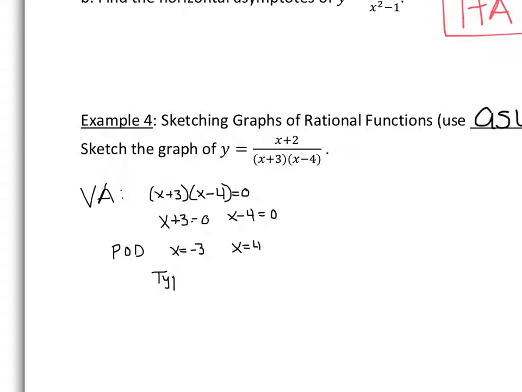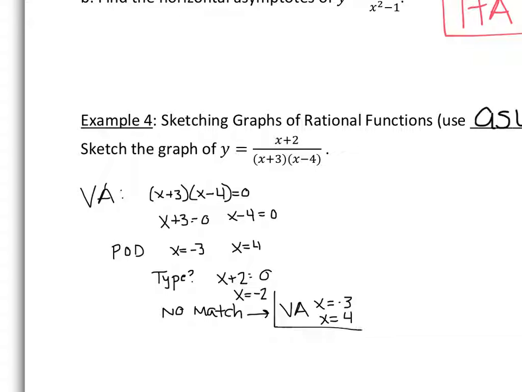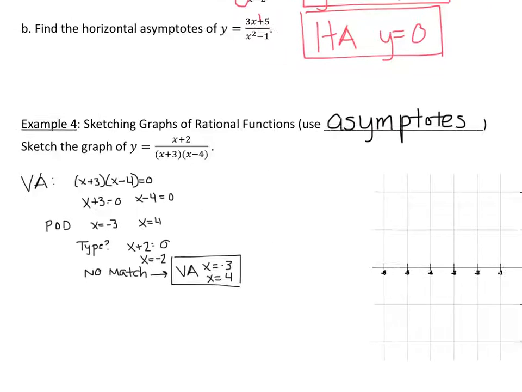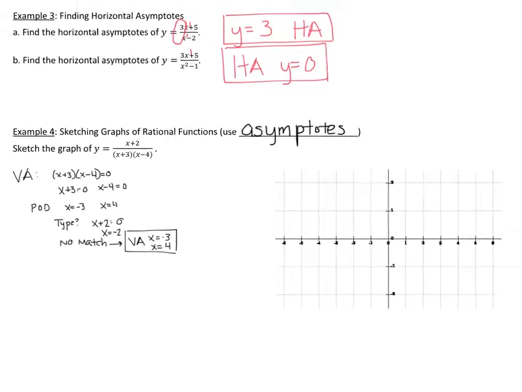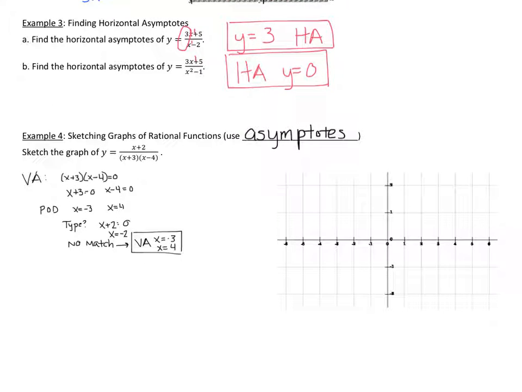Now we got to figure out the type. If we set our numerator equal to 0, is that going to match either of our points of discontinuity? No. No match means what kind of discontinuity? Means vertical asymptotes at x equals -3 and x equals 4. Go ahead and graph those on this graph over here. So let's see, -3 and 4.